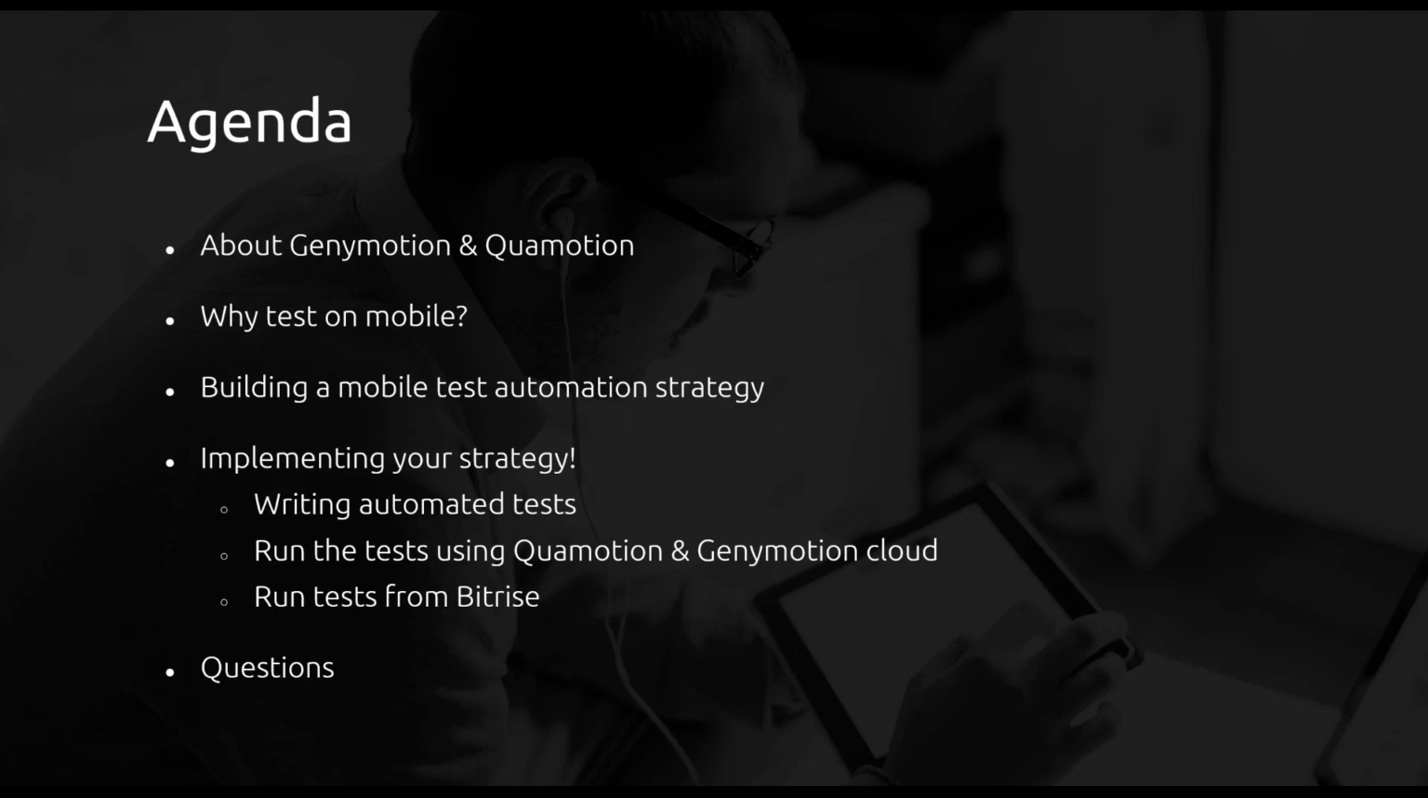And then at the end of the webinar, we'll also do a hands-on demo where we will show how you can actually implement a mobile test automation strategy. In the demo, we'll start with writing a very simple automated test for an application. Then we'll run the tests locally using Quamotion and a Genymotion device. Then I'll upload those tests to the Quamotion cloud so I can run them on lots of different devices. And we'll end the demo by showing how you can integrate this with continuous integration platforms such as Bitrise as well. After the demo, there will be some time left for questions and answers.